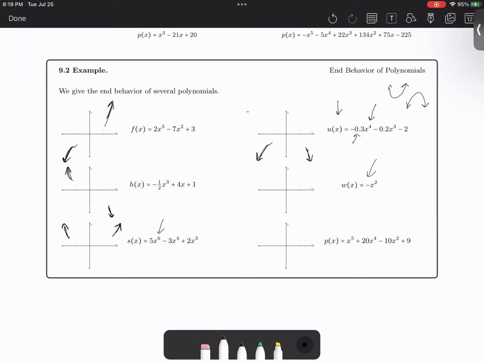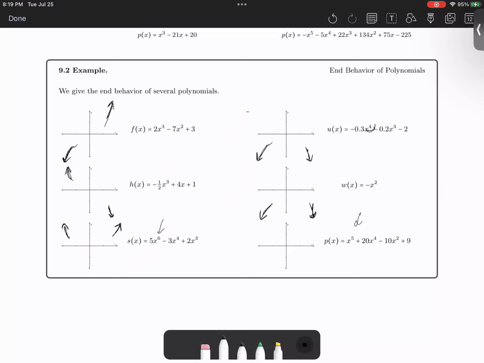w of x is minus x squared. That's an even degree polynomial with a negative coefficient. So in fact, it's the same thing as u of x. It was an even degree polynomial with a negative coefficient. So we have the same end behavior.